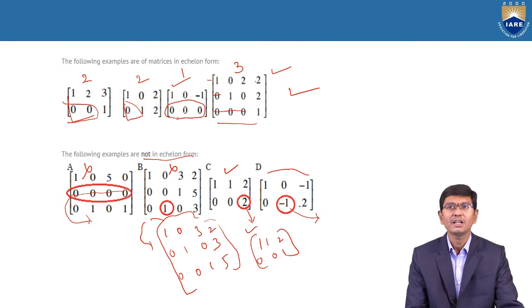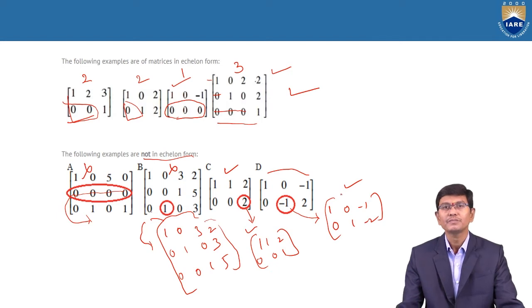Therefore, in this matrix, the second row is divided by 2. Then only it is in standard form, satisfying the echelon form, that is equal to 1 0 minus 1 and 0 1 minus 2. Then only this matrix is said to be the echelon form of a matrix in the standard formula.